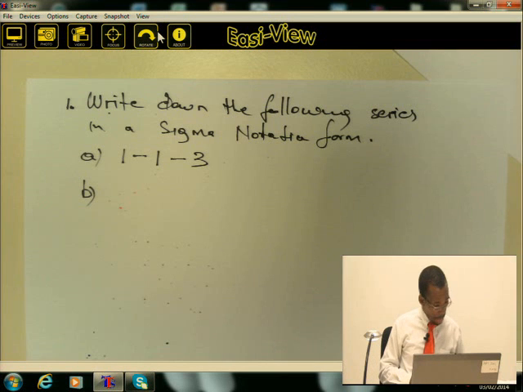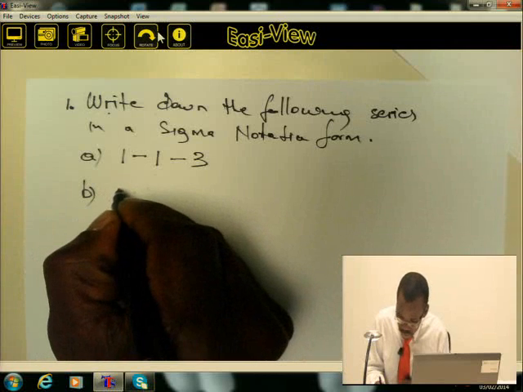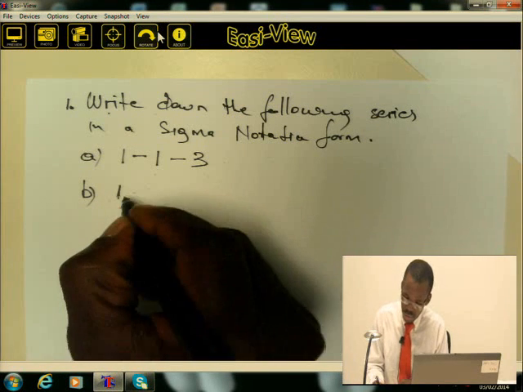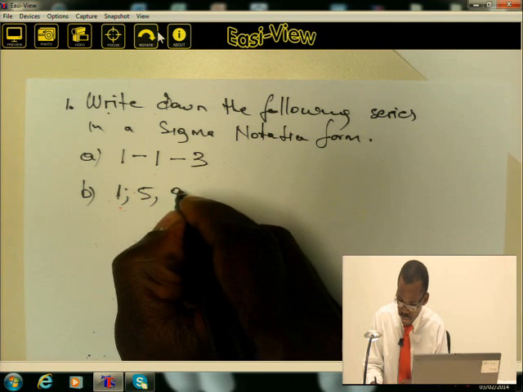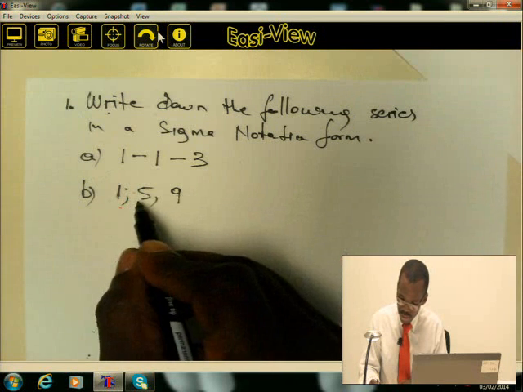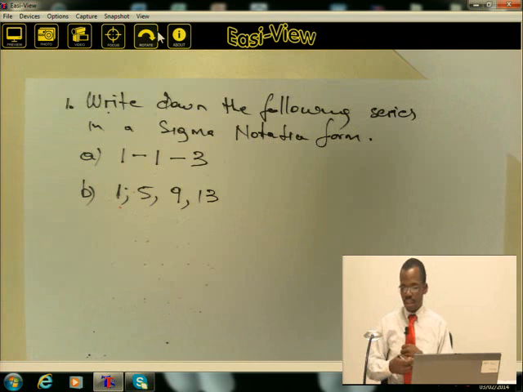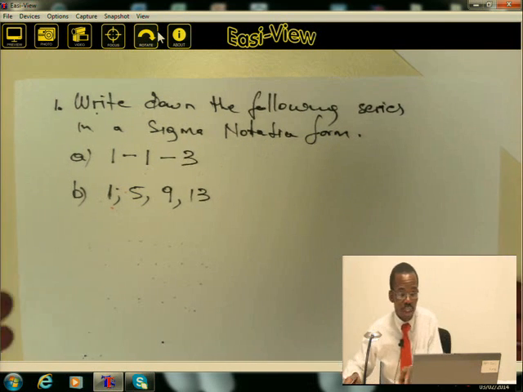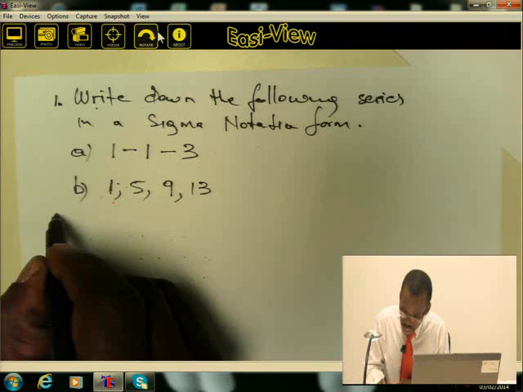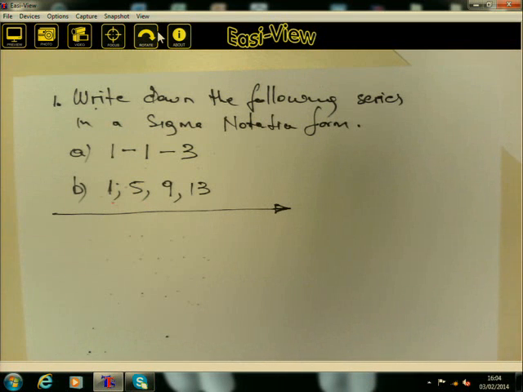The second one will be 1, 5, 9, 30. The first one has 3 terms. The second one has 4 terms. Let's have those quickly in 5 minutes, and then we'll come back and do them and see if we still have time and get to the next session.